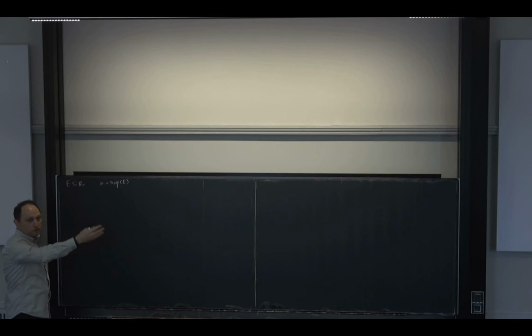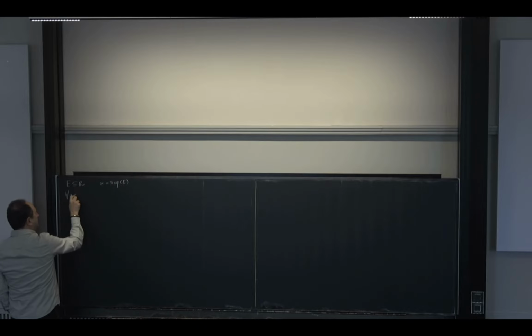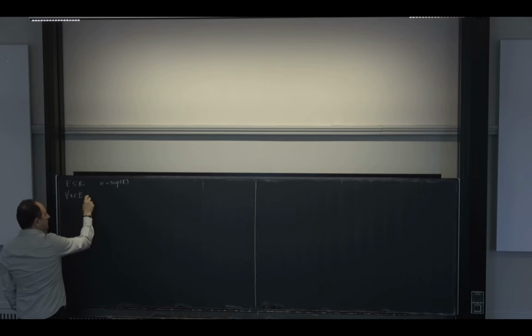First of all, I have to convince myself that alpha is indeed an upper bound. How can I prove that alpha is an upper bound? I have to convince myself that for all x in E, x is less than or equal to alpha. This is my first duty. Secondly, alpha is the smallest upper bound, meaning that if beta is another upper bound, alpha is less than that.